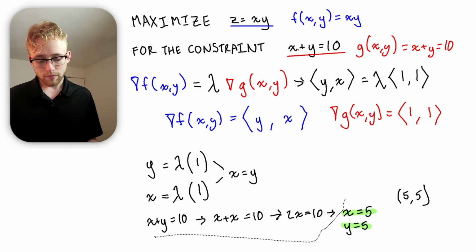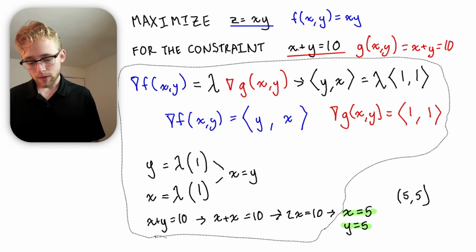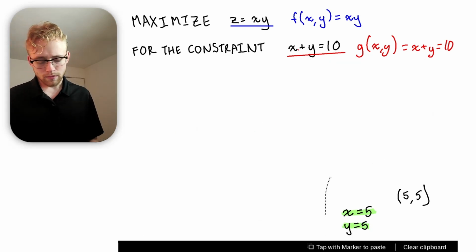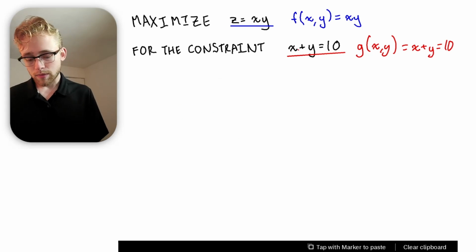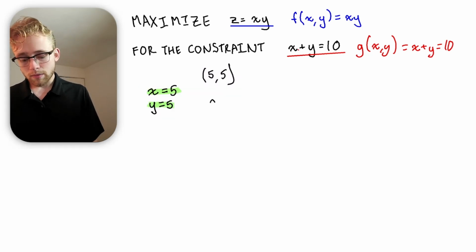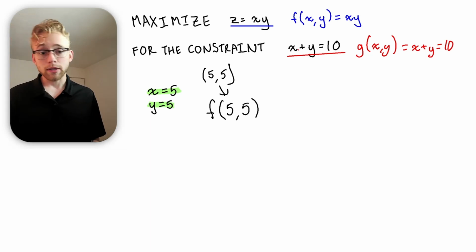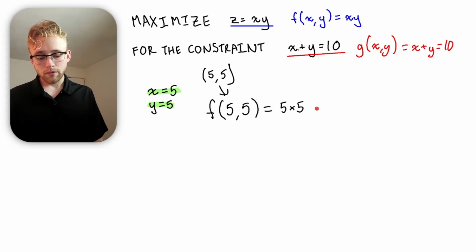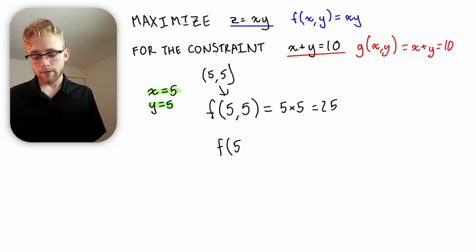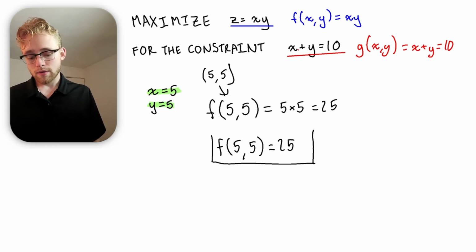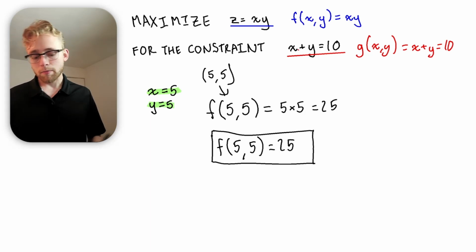Okay. Let's get rid of all this. Grab this back up here. Then we have f of 5, 5, right? Plugged back into the f function, it is equal to 5 times 5, which is just 25. All right, f of 5, 5 equals 25. That is your maximum.